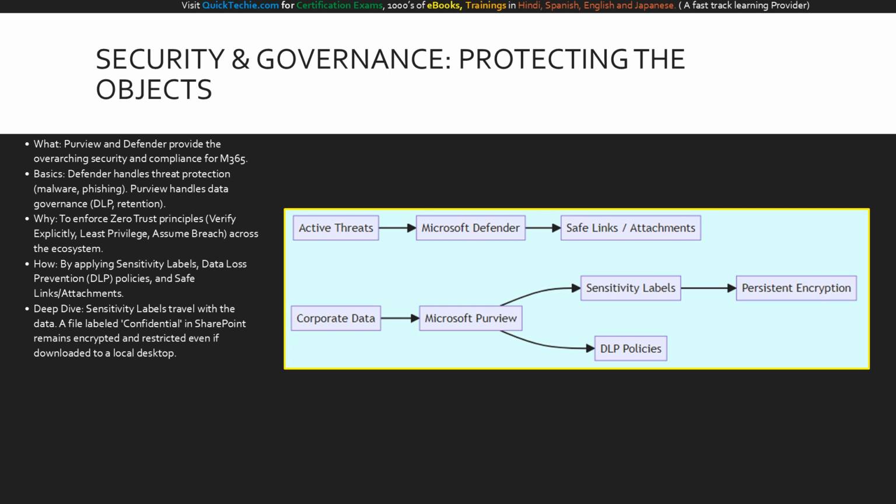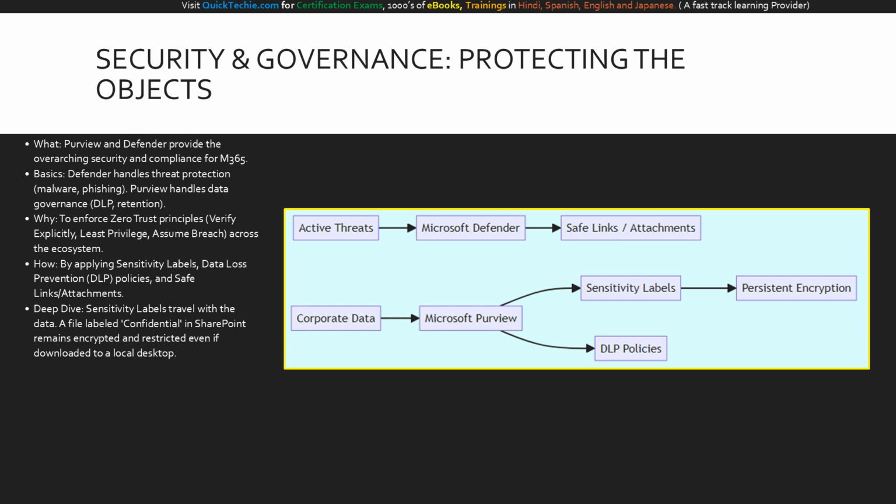A sensitivity label is incredibly powerful because it travels with the data object. If you apply a confidential label to a Word document in SharePoint, that file is encrypted. If a user downloads it to a USB drive and takes it home, they still cannot open it without authenticating against Entra ID. This ensures your data remains secure, regardless of where the physical file travels.